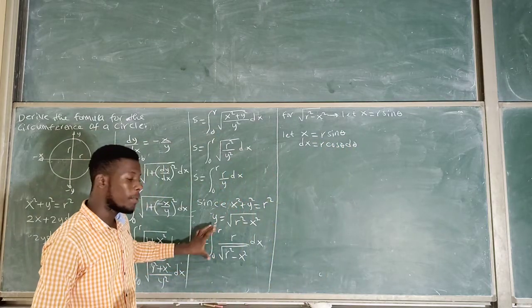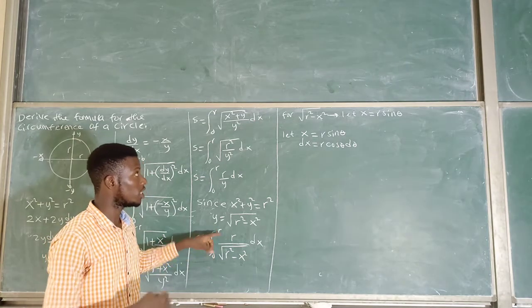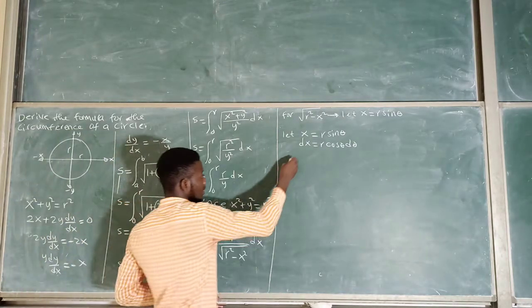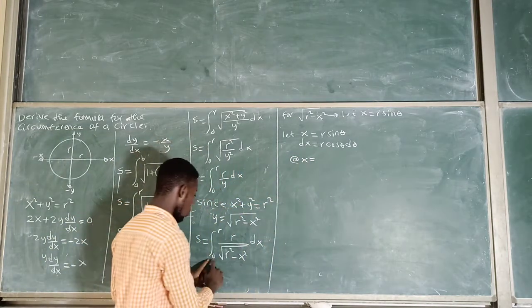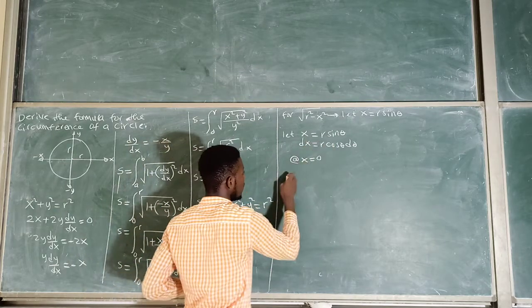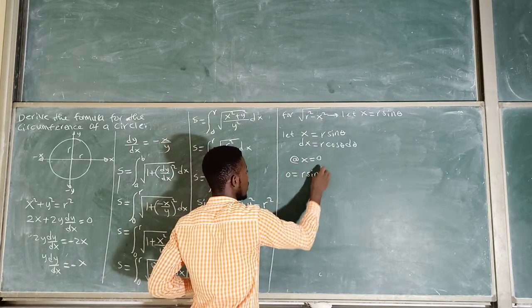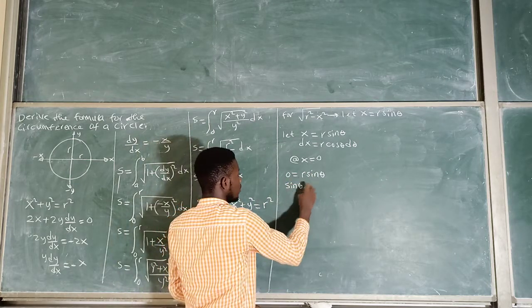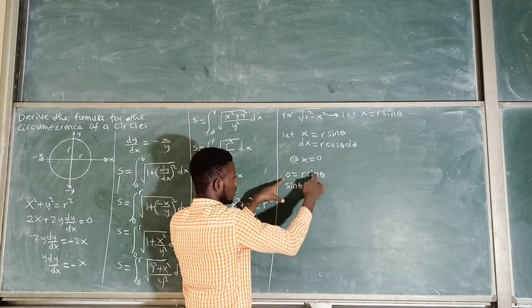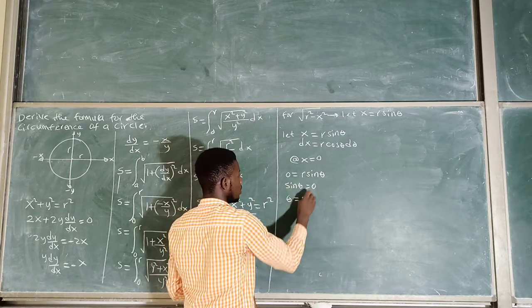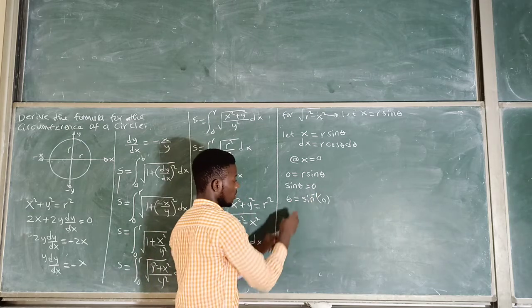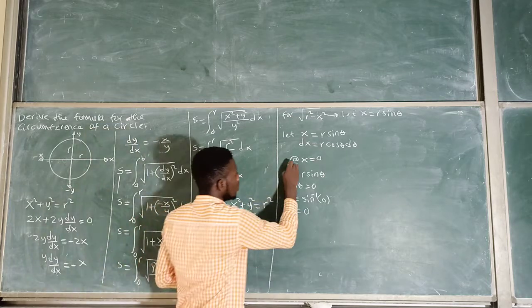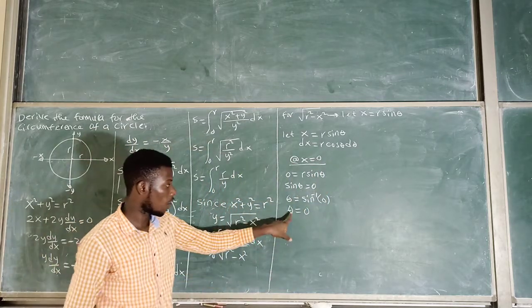Now, the bound cannot remain the same. The bound is from 0 to r, and it cannot remain the same. So we are going to change the bound. At the time x was 0, we have 0 is equal to r sine of theta. We have to solve for theta, so sine theta is equal to 0. Divide by r, sine theta is equal to 0. It means theta will be equal to sine inverse of 0, and sine inverse of 0 is just 0. So at the time x was 0, from this lower bound, theta will be 0.